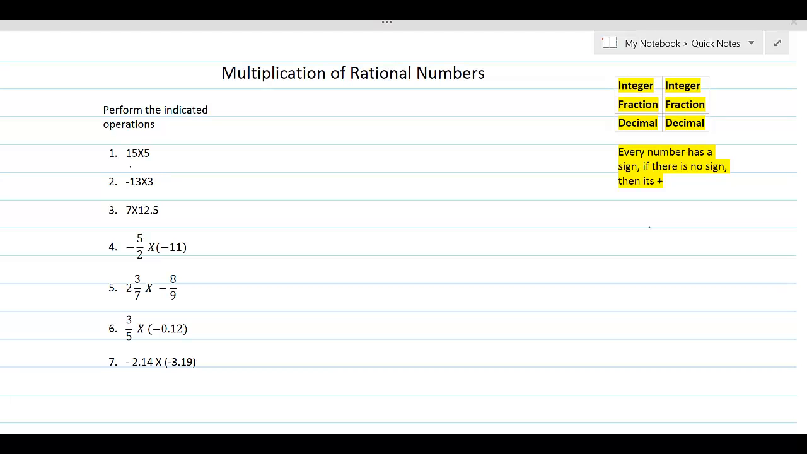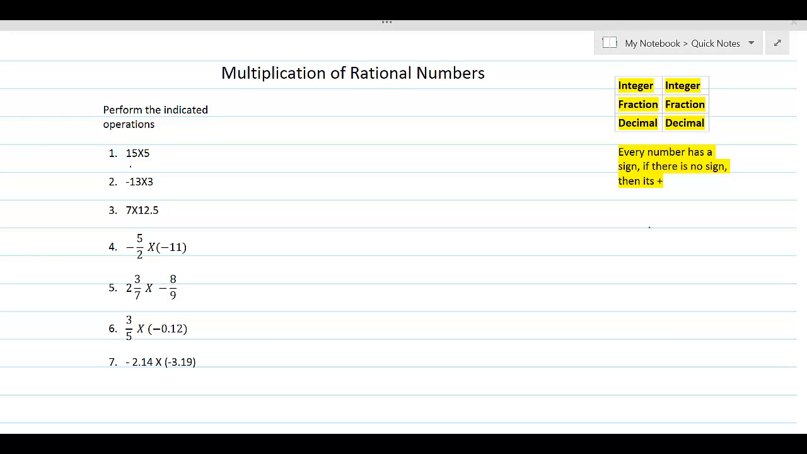Multiplication of rational numbers. Because rational numbers could be integers, fractions, or decimals, when we talk about multiplication of rational numbers, we don't know if we will be multiplying an integer with an integer, or an integer with a fraction, or an integer with a decimal, and vice versa. So we will consider each scenario in the practice questions, and we'll try to include all possible integers, fractions, and decimals.